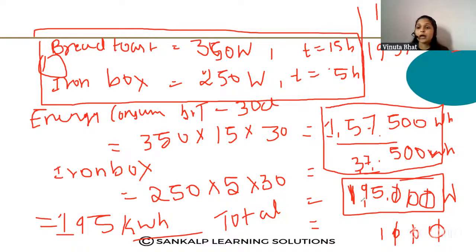Then you should convert it into kilowatt hour. So you have to divide it by 1000, because 1 kilowatt is equal to 1000 watt. So the total is 195 kilowatt hour. Then you have to find out the cost. So multiply by 4, because 4 rupees is already given in your question. So 780 rupees is the correct answer. I hope you got the answer for this question.